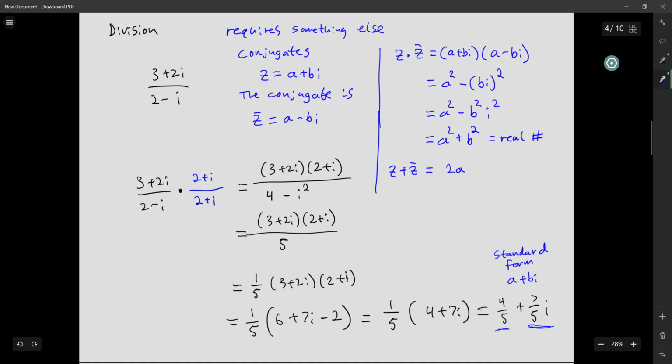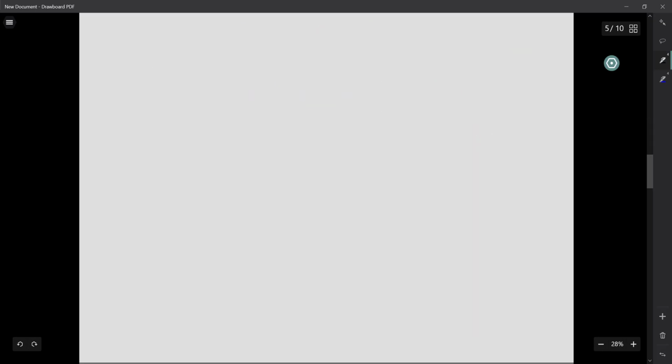So addition and subtraction, that's done by combining like terms. Multiplication works just like it did with polynomials. Division is the special one, but we can actually do more if we wanted to. For example, I can take square roots of complex numbers, and we've already seen that we can raise positive powers of complex numbers. That's just repeated multiplication.